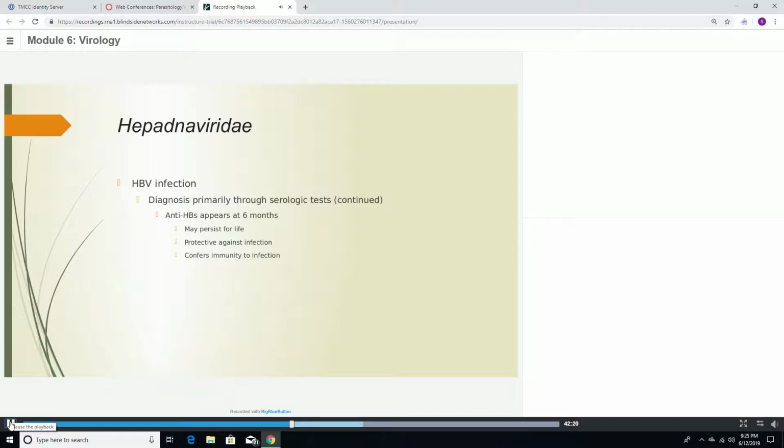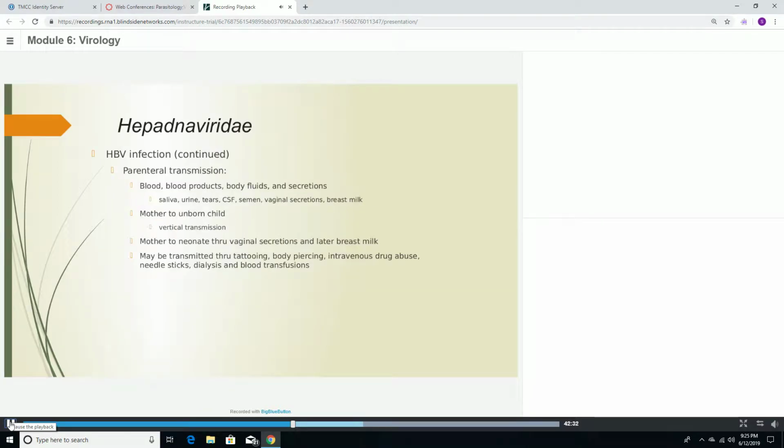So most of you guys have had to have this hepatitis B vaccination series, and it's a 3-part series. And then what you guys are actually being tested for is the anti-HBs, to make sure that you guys are immune to an infection.